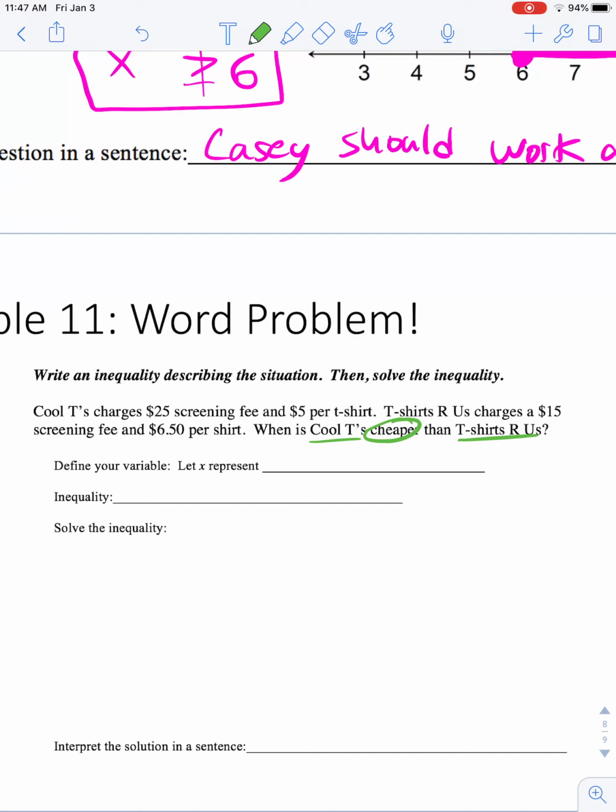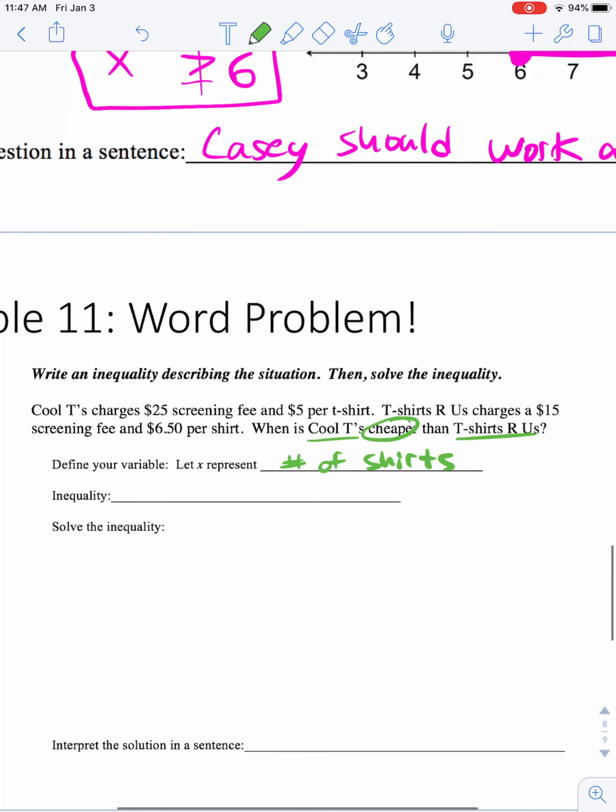Well, first of all, the thing that changes is the number of shirts. So x is going to represent the number of shirts. The inequality: I'm going to do this again and we'll erase it. I want Cool Tees cost to be cheaper. That means less than. Not equal to. That wouldn't be cheaper, that'd be the same. So less than T-Shirts R Us's cost.